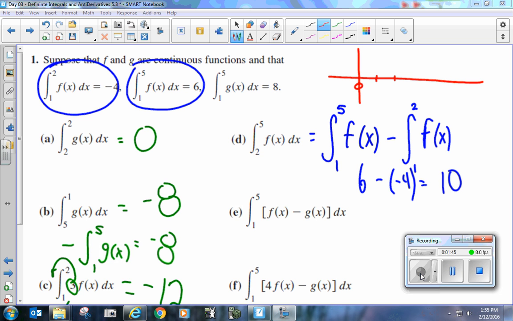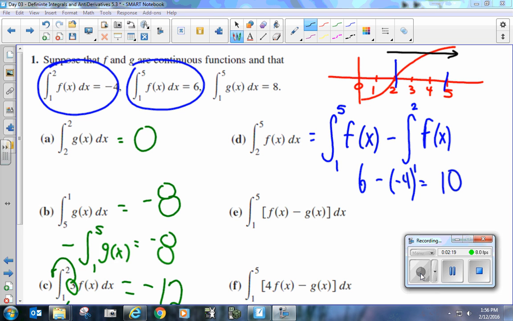0, 1, 2, 3, 4, 5. From 1 to 2 is negative. So from 1 to 2, it's below. From 2 to 5, it's above, like that, right? So they want us to figure out the area from here, 5 to 2, from here to here. So I take this total area, or excuse me, it starts at 1, doesn't it?